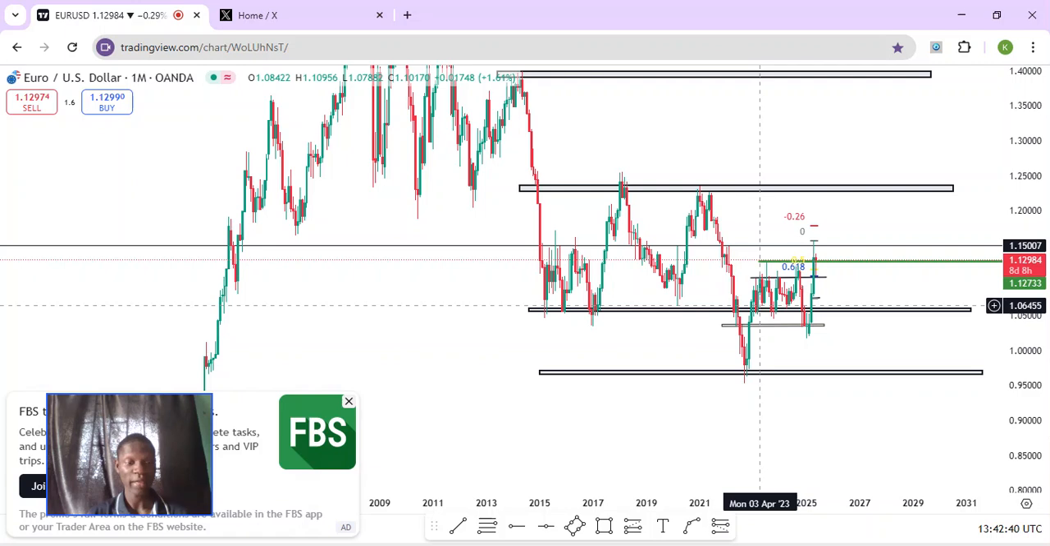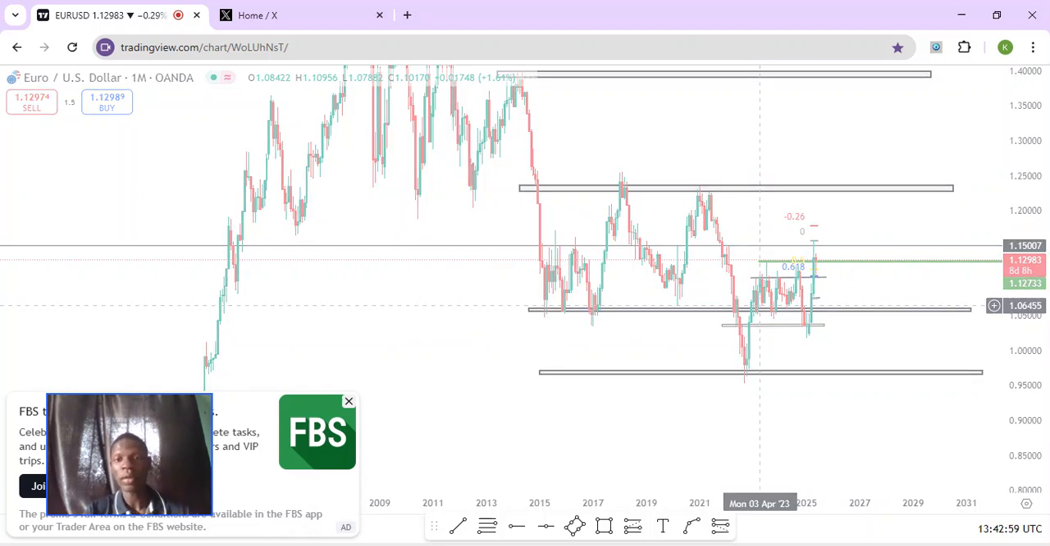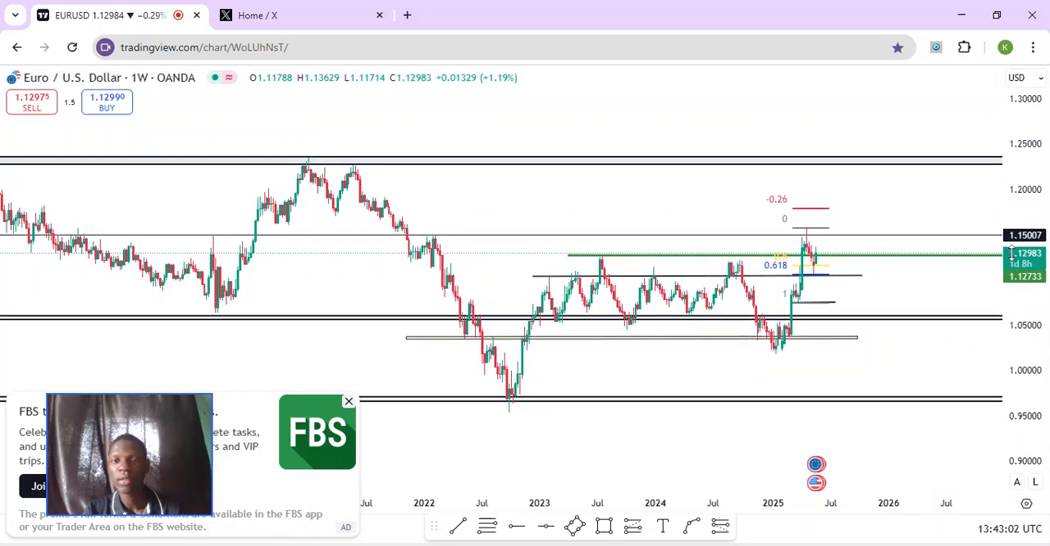As you guys know, sometimes if you can't see a clear picture on the monthly time frame, we'll at least go to the weekly or daily time frame to understand what the market is doing in the short term. So in this case, we are going to go over to the weekly time frame and try to see if there is anything we can understand from what's happening on the weekly.